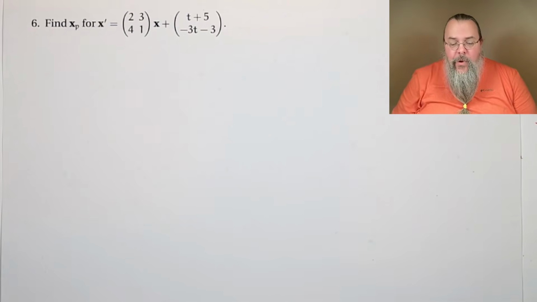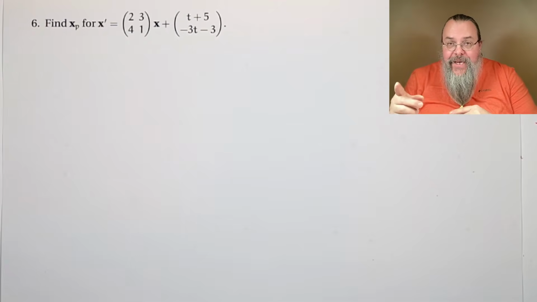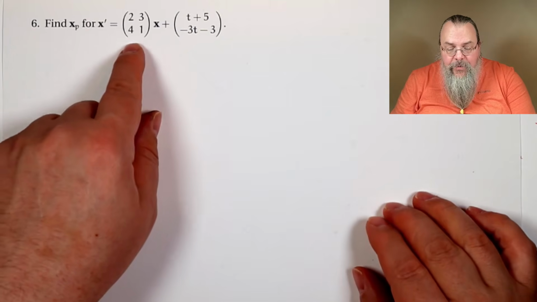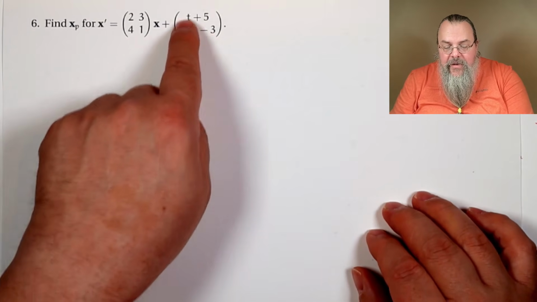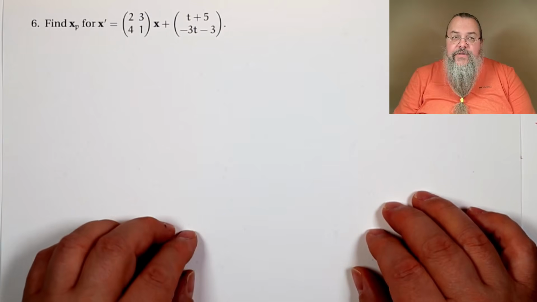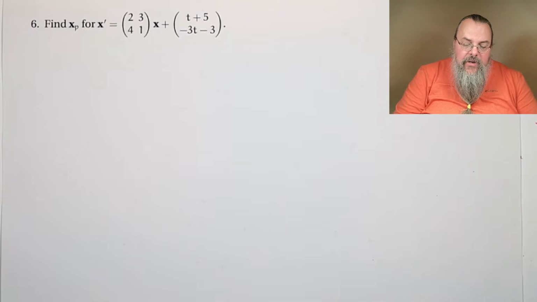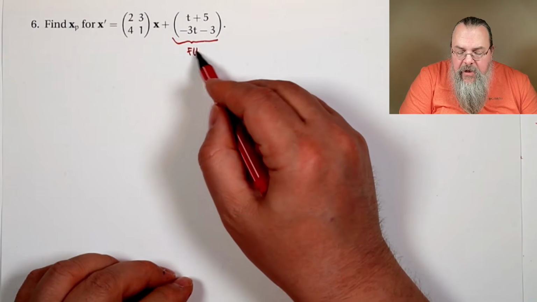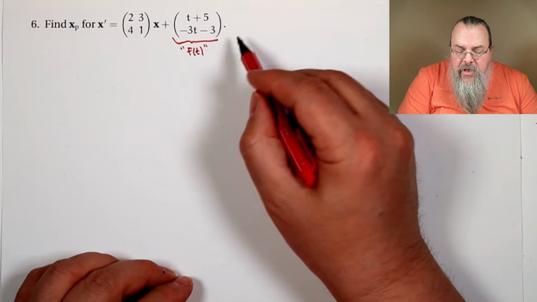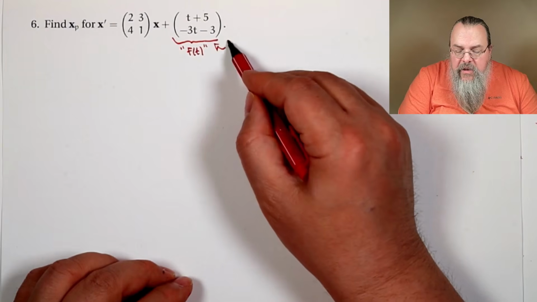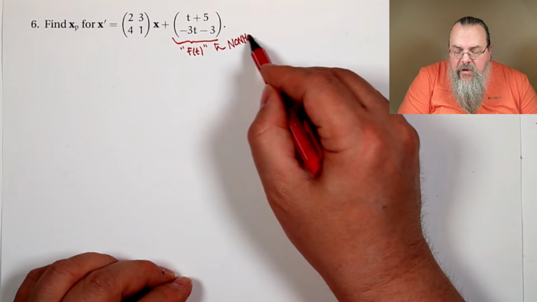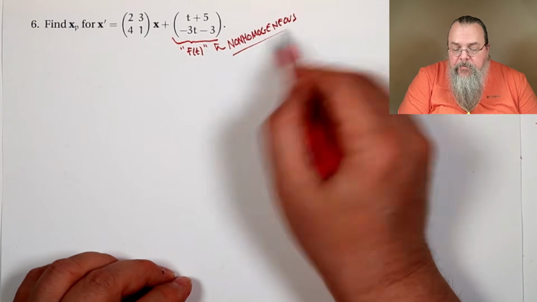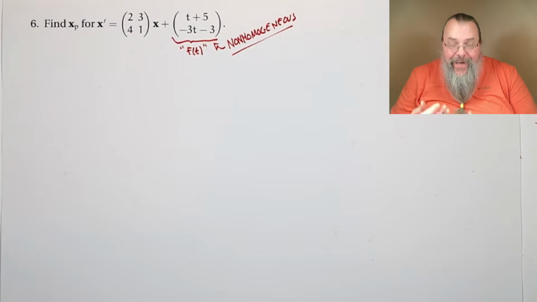Number 6. We're asked, find x_p. So that means a particular solution for x prime equals the matrix 2, 3, 4, 1 times x, and this plus t plus 5, minus 3t minus 3. So here, the thing is, what's going on? We have here what we might call f of t. And in particular, that says, wait a second, this part is a non-homogeneous differential equation because we have something on the end. All right, so how do we handle it?